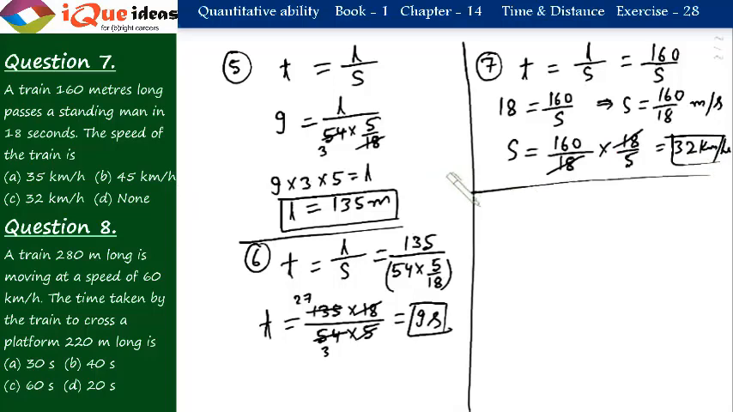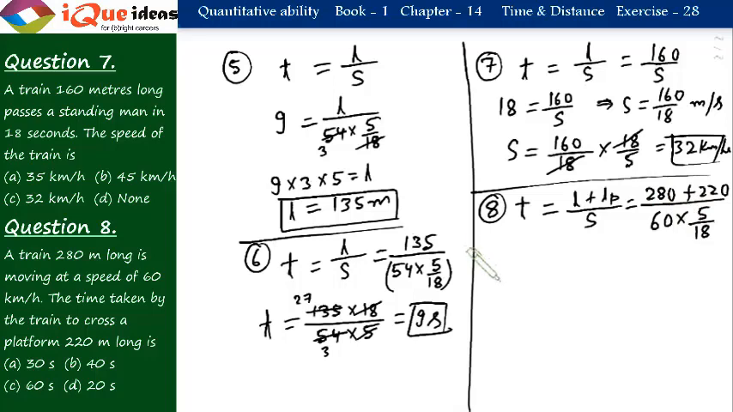Now let's take up question number 8. It says a train 280 meter long moving at a speed of 60 km per hour. The time taken by the train to cross a platform. So time taken by the train to cross the platform would be length of the train plus length of the platform divided by speed of the train. Right? The length of the train is 280, the length of the platform is 220, and the speed of the train is 60 km per hour. So multiply by 5 by 18 to convert to meter per second.